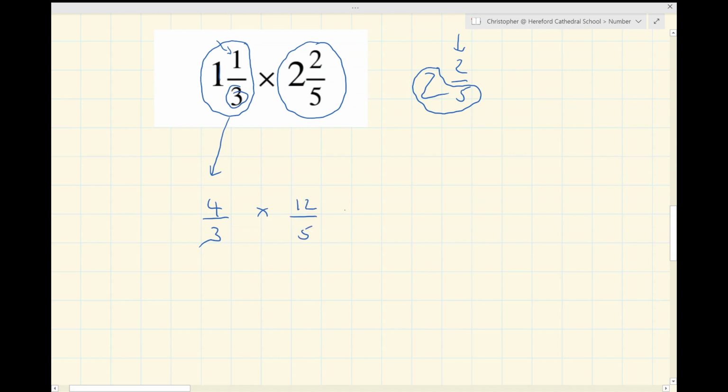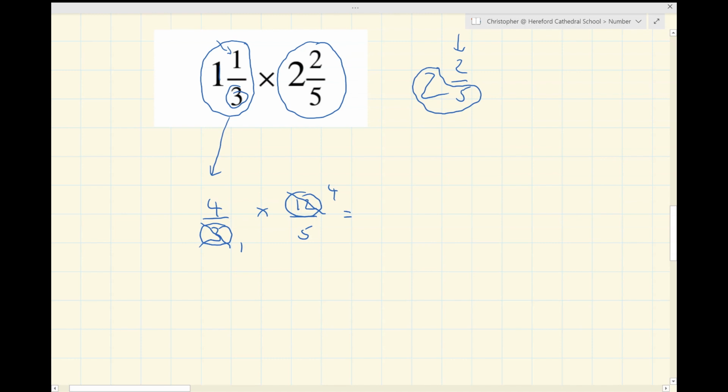Right, now I'm going to do top times top and bottom times bottom, but before that I'm going to look and see if I can do any cancelling. I can cancel here because I can cancel the 3 and the 12 because they have a common factor. 3 goes into 3 and 3 goes into 12. 3 goes into 3 once and 3 goes into 12 4 times. Can I do any more cancelling?